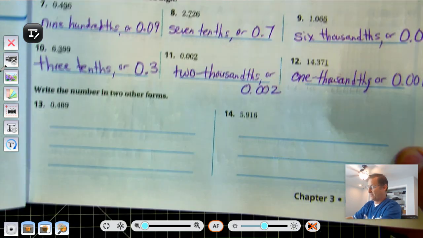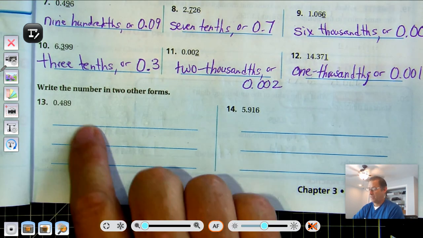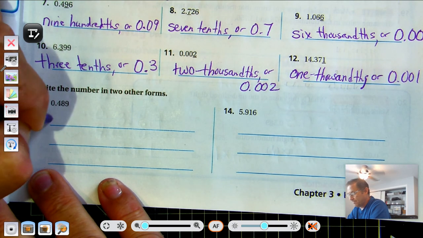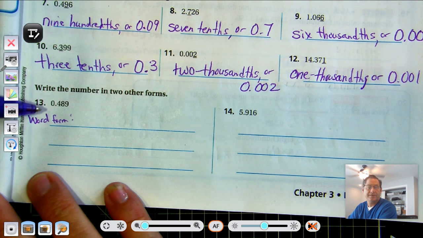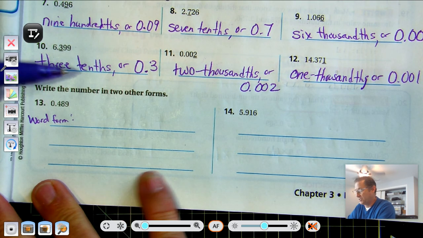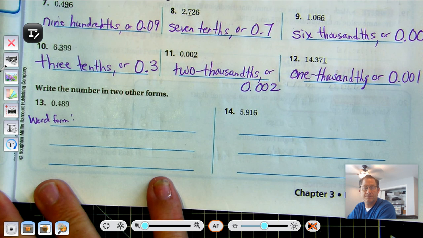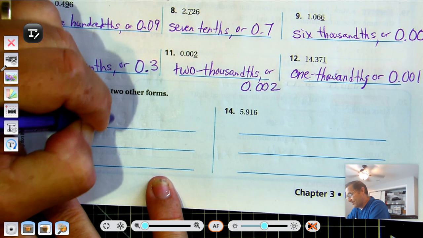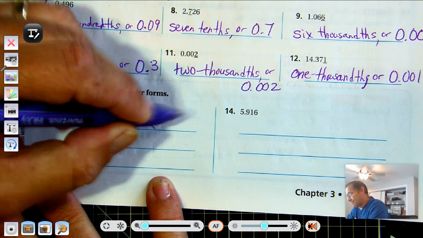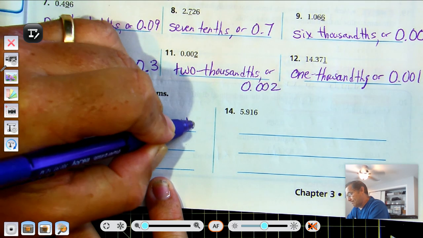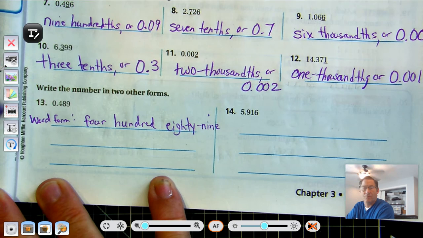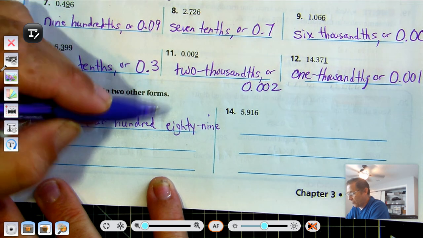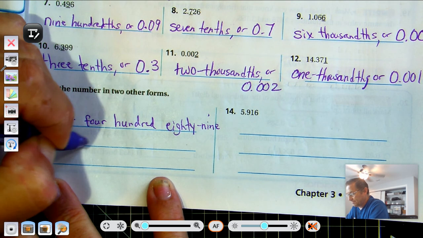Okay. Number 13, 14, write the number in 2 other ways. So here we have standard form. What would it look like in word form? There aren't any whole numbers, so let's just read the digits to the right as one full number. So we would say 489, and what digit is the furthest to the right? The 9, and that's in the thousandths place. So 489 thousandths.